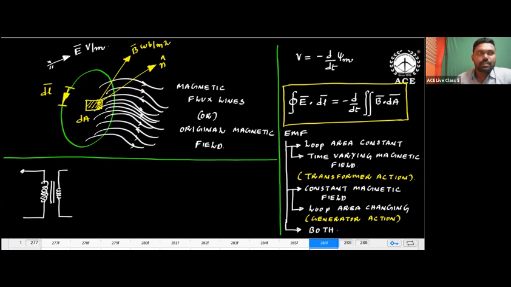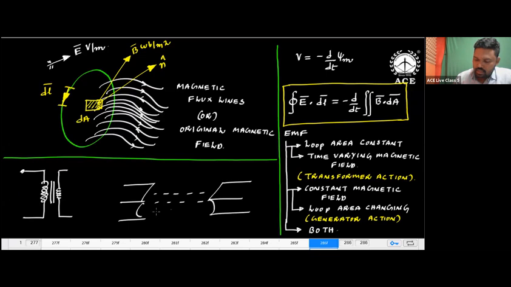Generator action means what? If you have a single turn generator, something like this, there are flux lines here like this. If it is like this, no flux is enclosed. If it is like this, area is increasing, peak. If it is like this, decreasing, zero. So the area is changing, isn't it? As far as our electromagnetic theory is concerned, we are interested only in this case.